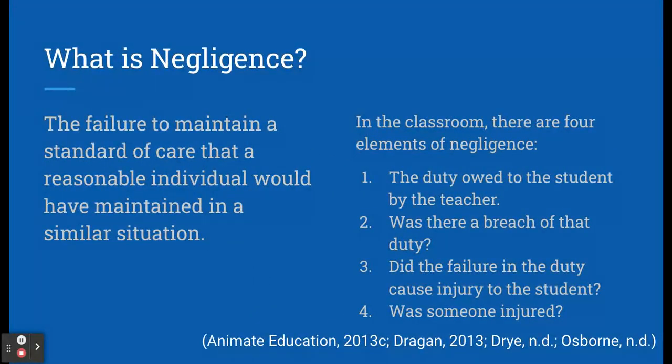Negligence is different. Negligence is the failure to maintain a standard of care that a reasonable individual would be able to maintain. And when we're looking at our classroom environments, there are typically four elements of negligence. One is the duty that we owe to our students. Supervision is a good example. And then there's a question: was there a breach of that duty? Did the failure in the duty cause injury to the student? And then finally, was someone injured?